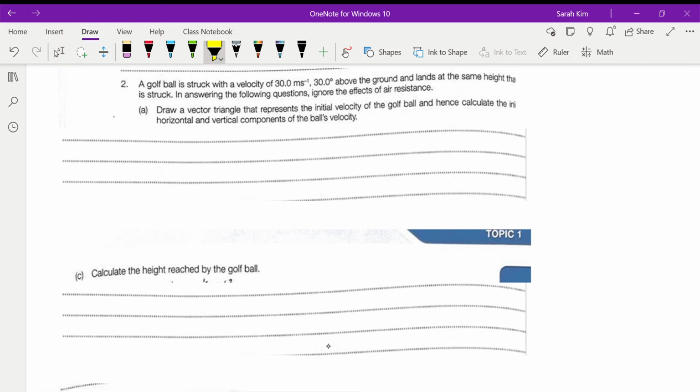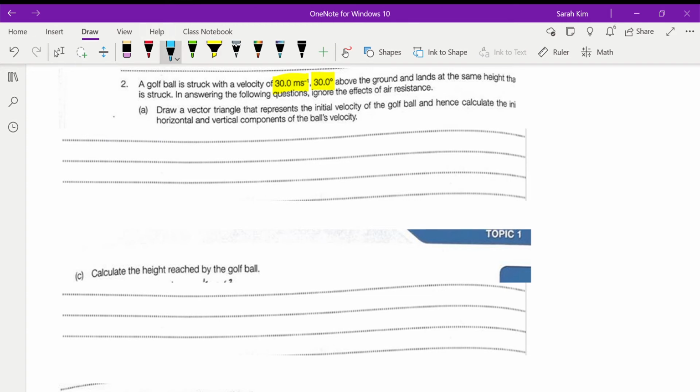A golf ball is struck with a velocity of 30 meters per second, 30 degrees above the ground, and lands at the same height that it is struck. In answering the following questions, ignore the effects of air resistance. Draw a vector diagram, a vector triangle, that represents the initial velocity of the golf ball, and hence calculate the initial horizontal and vertical components of the ball's velocity.